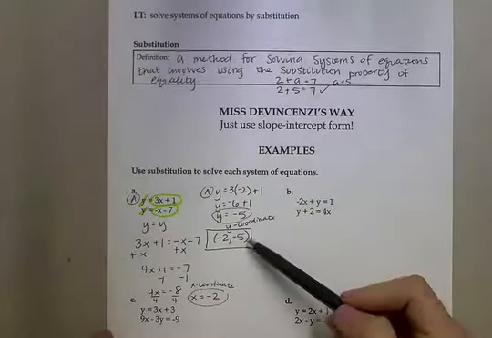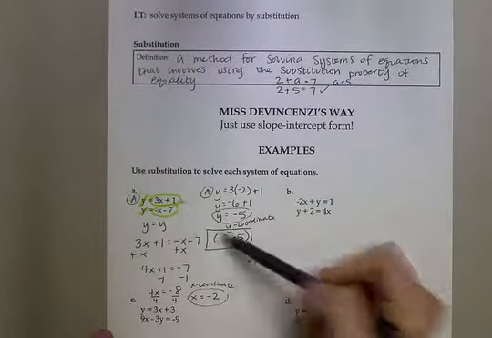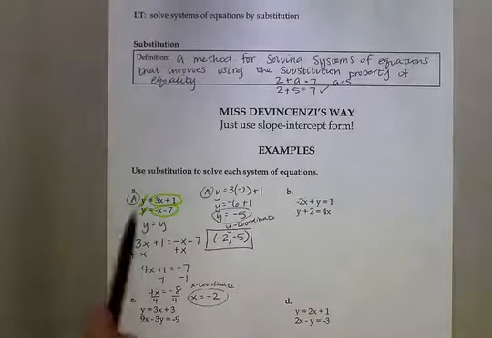So to double check, you could put that point back into each of the equations. Simplify it. If you get a true statement on both, you know that that point is a solution for both equations, and if it's a solution for both, it's a solution for the system.